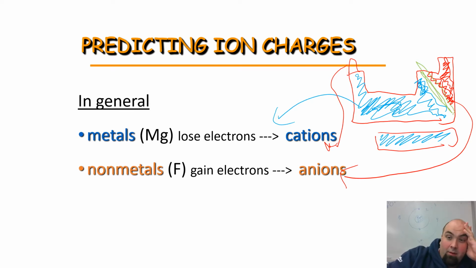These are called the metalloids. We'll talk more about them later. They kind of do a little bit of both. They mainly form cations, but as a rule of thumb, if it's a metal, it's going to get a positive charge. If it's a nonmetal, it's going to have a negative charge.